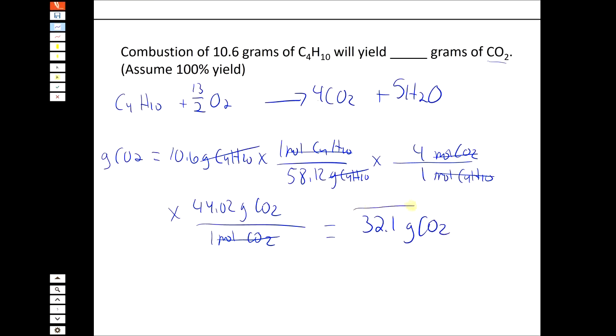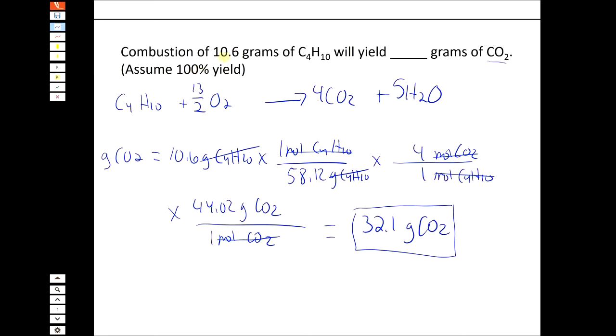grams of CO2, again assuming I didn't screw up my math, so definitely double check me on that. But those are the right series of steps, mass to mass. So we start with mass of reactant and convert into a mass of product using this series of steps. And again, this was another problem where we didn't have to worry about limiting reactant because we're only telling you the amount of one reactant.